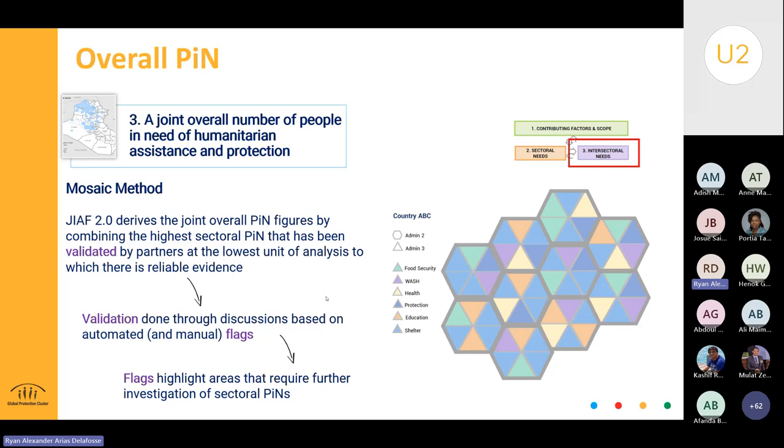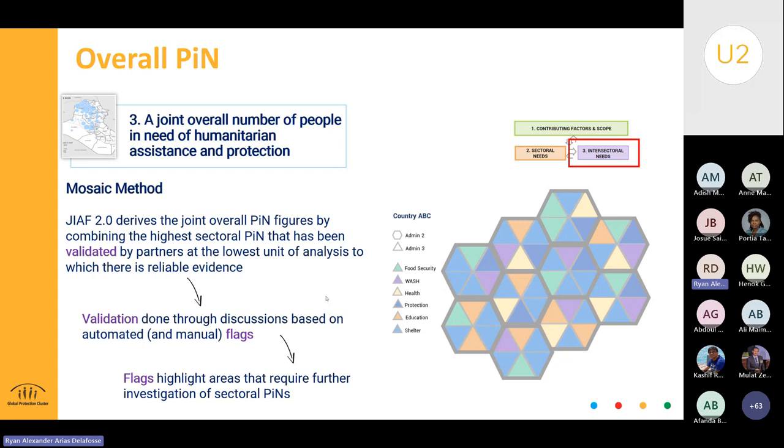So ultimately, what is happening here? Yes, some time to absorb the mosaic figure. I guess they didn't want to call it Max Pin because we had already used that previously, so we had to come up with a new name. And so they called it the mosaic method.